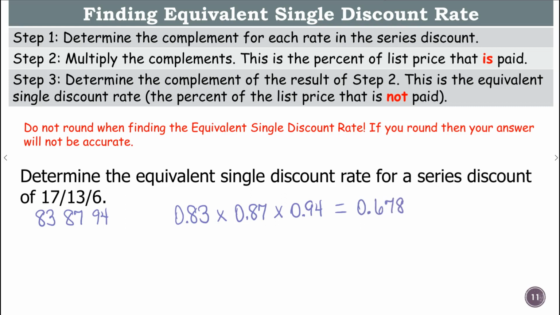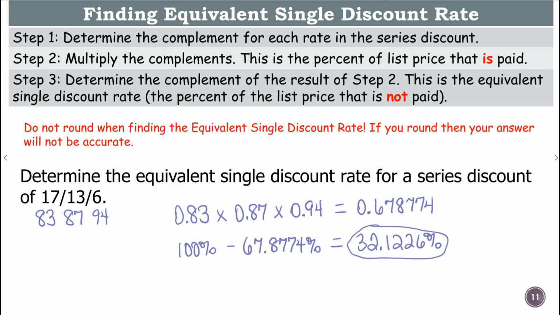It looks like this, 0.678774. And we can't round that, not at all. And then we subtract that as a percent, which would be 67.8774%, from 100%. So our equivalent single discount rate is 32.1226%. And that is kind of a messy number. Invariably, my students want to round this number, and you just can't. You have to keep the number as it is for it to come out exactly the same way. Remember, we did those in several different ways, and if we round this number, then we're not going to get that same answer at all.